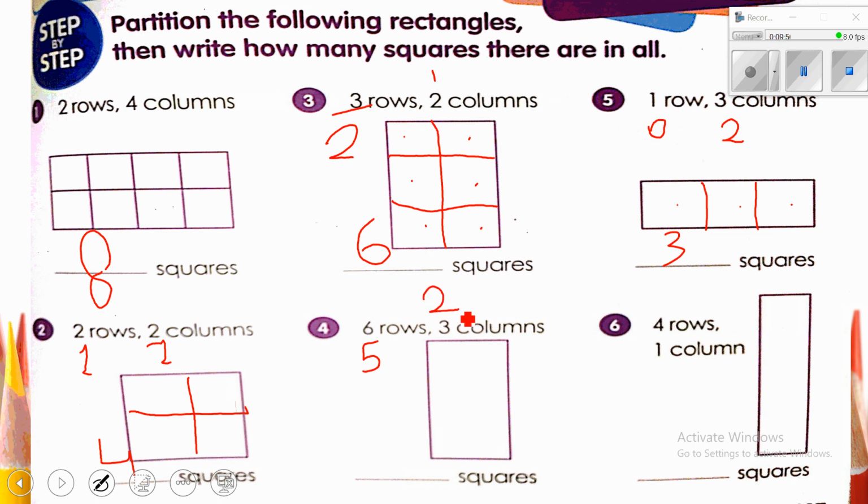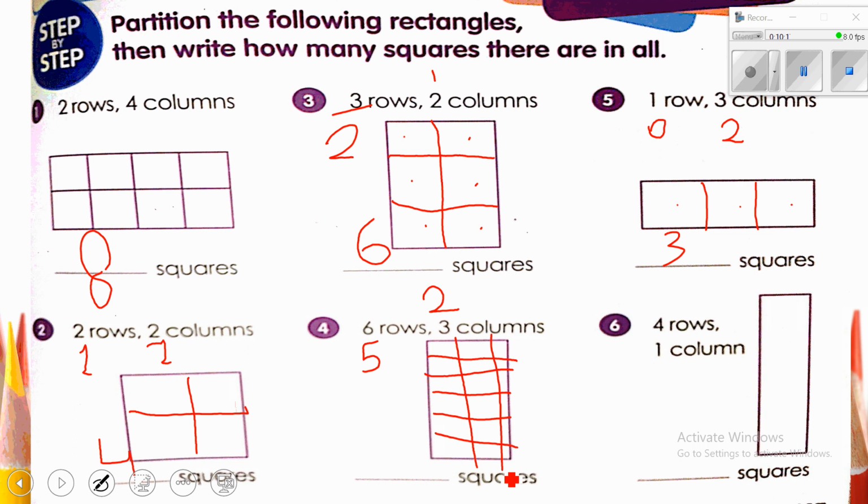So let's draw. Here is 1, 2, 3, 4, 5, and 2. Here is 1. Sorry, 4. They are not equal, so you have to draw it nicely in your book. Here is 2. Let's count again.